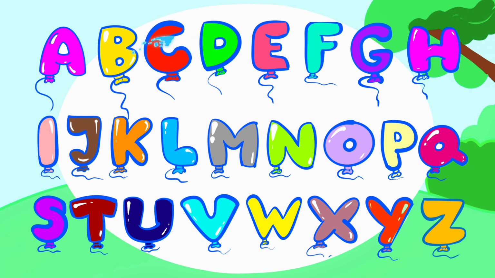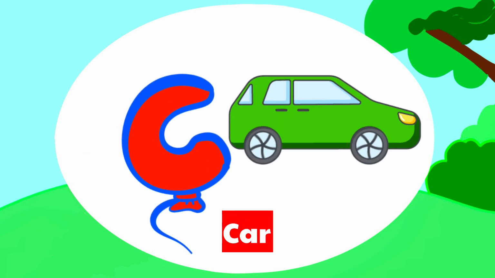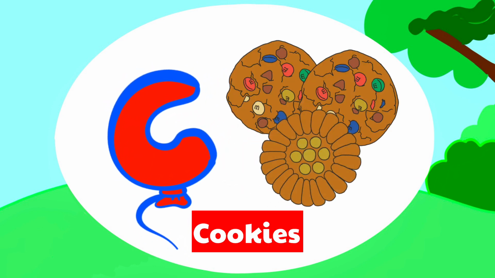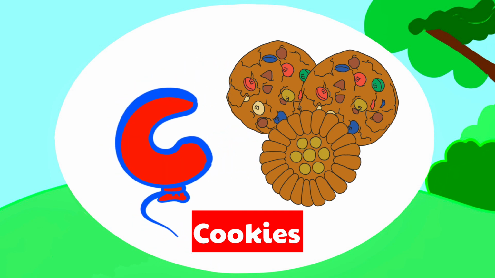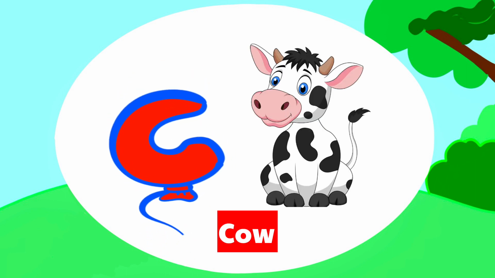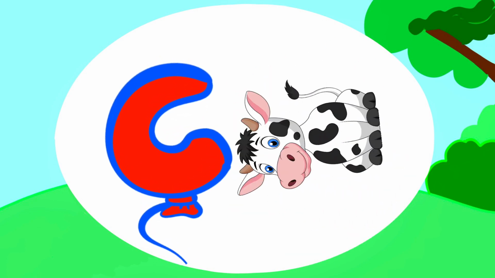Let's draw letter C and learn words starting with C. C for car. C for cookies. C for cow.